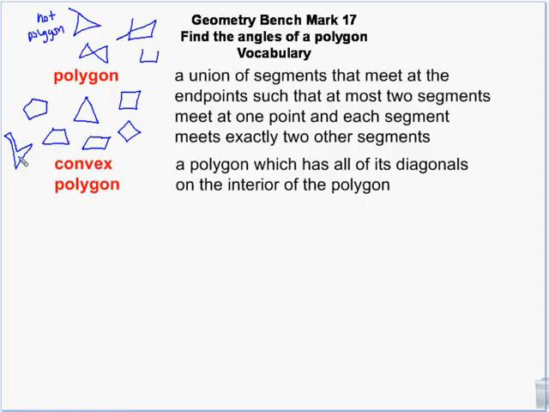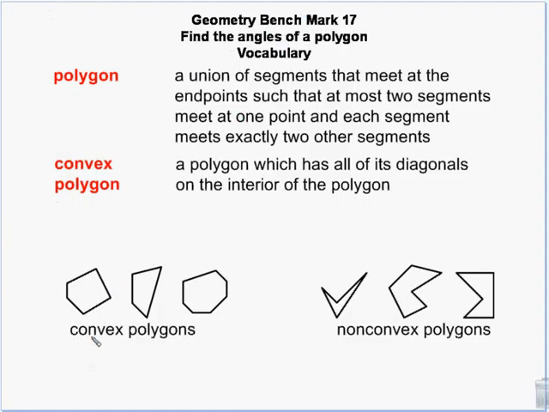Convex polygons don't look like this. Convex polygons are your more traditional, like, they don't have dents in them. Okay, so convex polygons look like this. Non-convex polygons look like this. These are also called concave, and they look caved in. So that can help you remember that a concave polygon looks like it's been caved in, like somebody kicked it in the side.